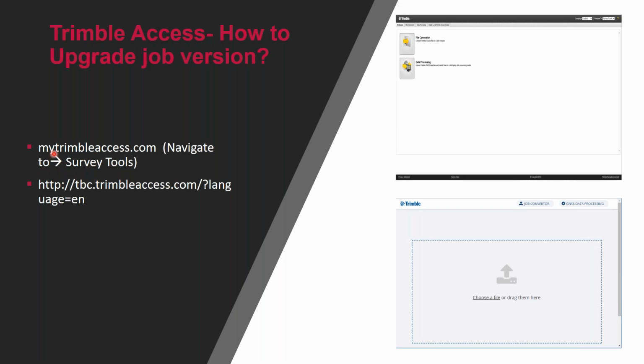if you choose mytrimbleaccess.com, which is on the right hand side of this screen, you will be able to upgrade multiple job files at one time. If you use the link from the Trimble Business Center, which is on the right hand side, you can only upgrade one job at a time.